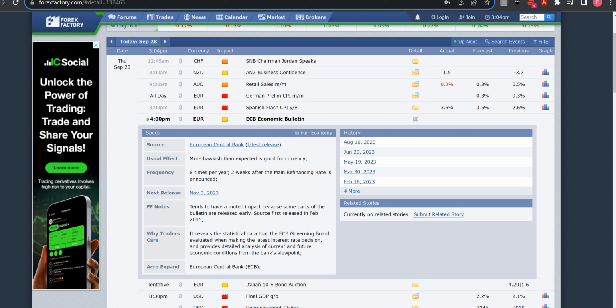But yeah, this is an ECB. It's a meeting, maybe 8 times per year, 2 weeks after the main refinancing rate is announced. It tends to have a muted impact because some parts of the bulletin are released early to sources. A muted impact, so what's that mean? It's not a high impact, it's low impact. It's probably gonna be still, like you can see price action pretty much go static. Leave it open for a few more seconds for those who are reading it.